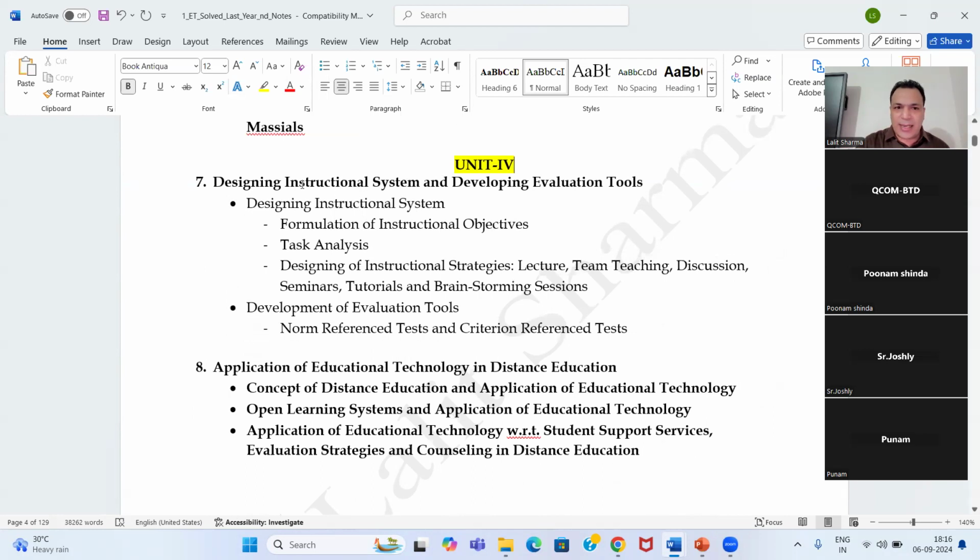Seventh part, you can see that it is talking about designing instructional, right? Under the designing instructional system, it is talking about formulation. Look here, designing instructional. Okay, meaning you have to design the instruction. Means it is talking about how the instruction you have to prepare so that when you will go to the class and start teaching, student can grasp it very easily, right? It is talking about the strategies of instructions, right? Look here, designing instructional system means strategy of instruction.